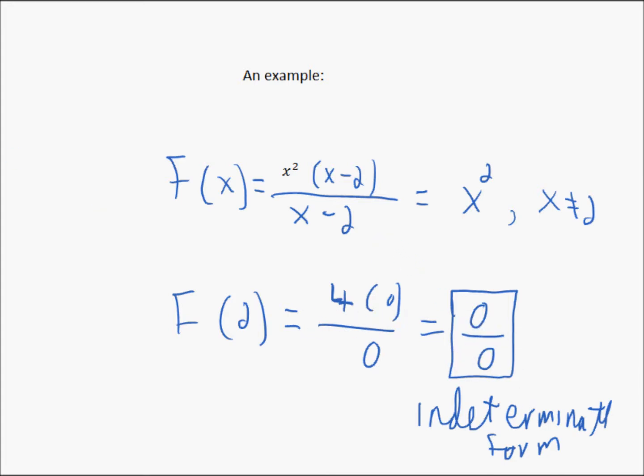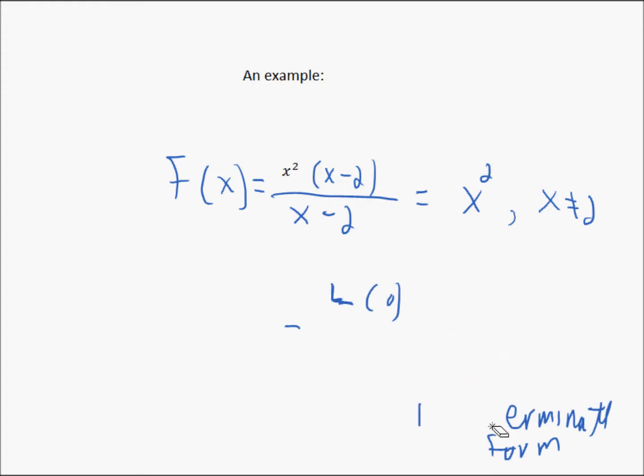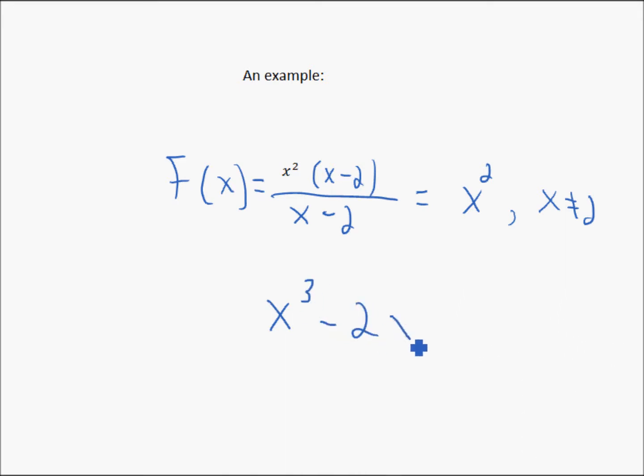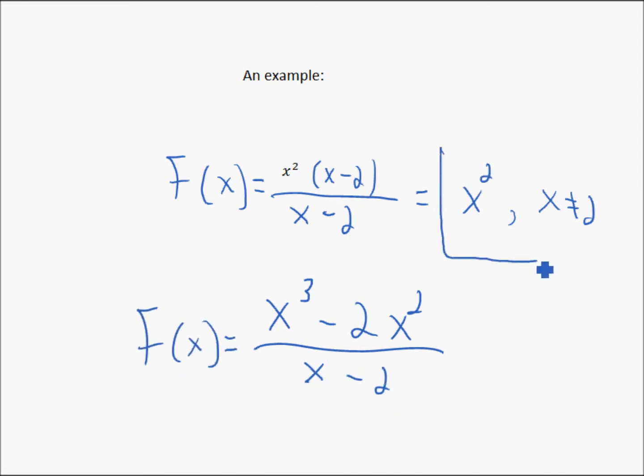Let me erase this for a second. Let me show you. I probably would not give my kids this function here. I want to give them x squared times x minus 2 over x minus 2. I'd probably multiply it out and give them this, x cubed minus 2x squared over x minus 2. That's what I would give them, f of x. And they'd have to simplify it down to this.